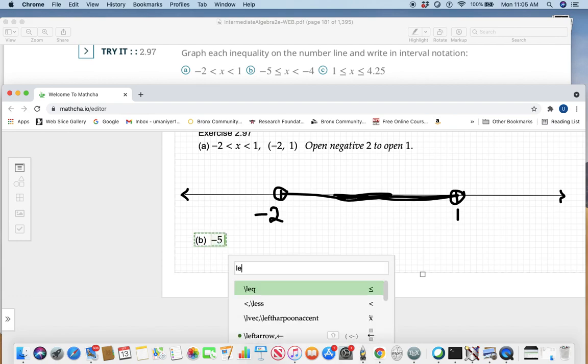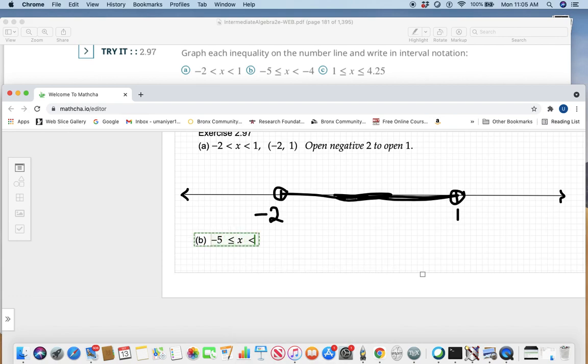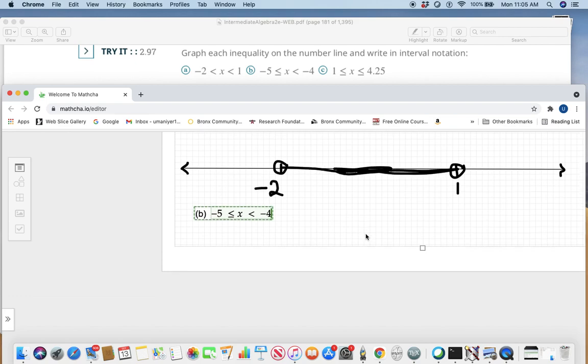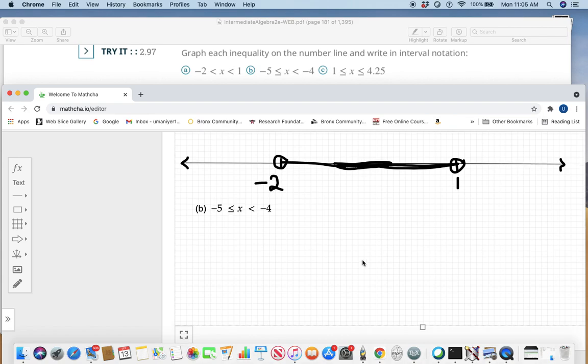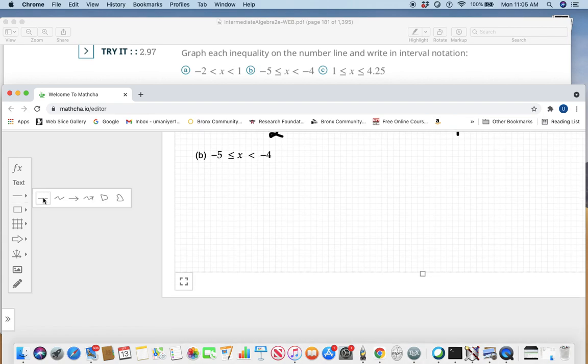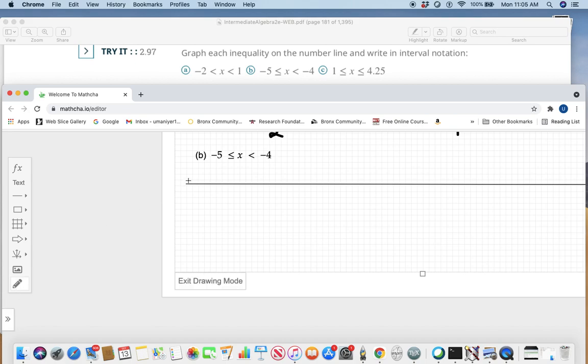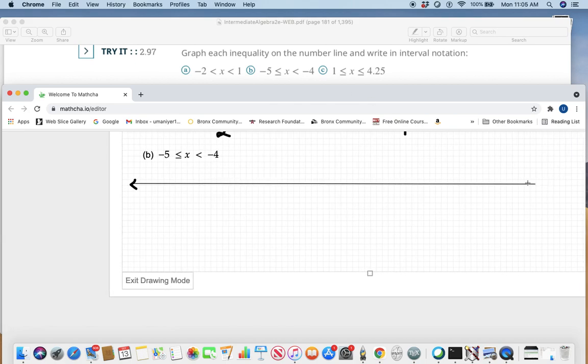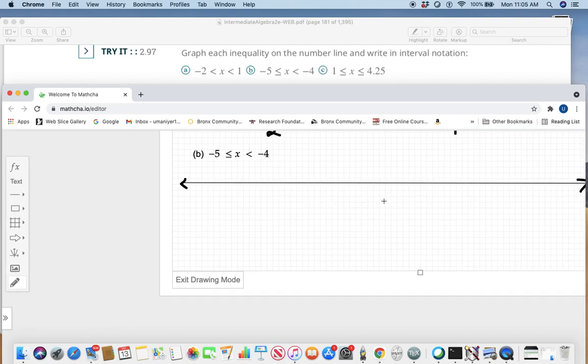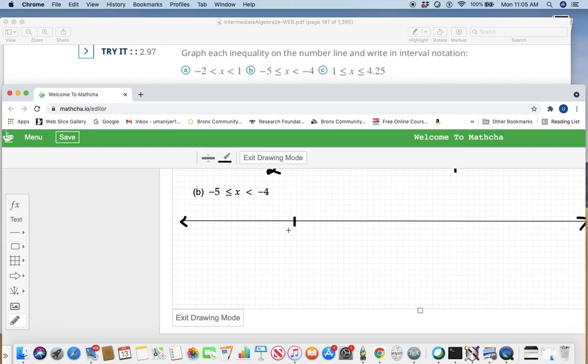-5 less than or equal to x less than -4. Okay. So we are going to graph the line first. Arrow, arrow. -5 is the smaller of the two numbers. -4 is the bigger of the two numbers. X is between these two.